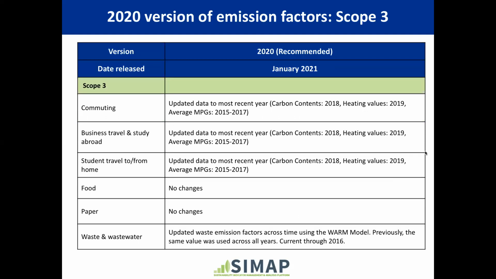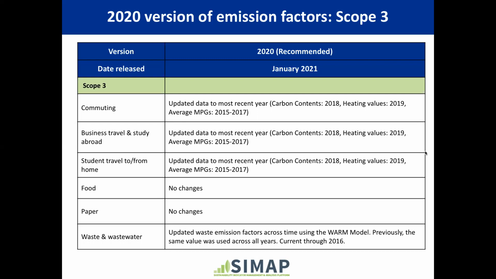In scope 3, there have been a number of changes to the commuting factors and business travel factors. This is also due to the same changes I discussed earlier with updated carbon contents and heating values and updates to average MPGs. Some of the more significant changes here: the train emission factor in recent years has gone up by about 5%, but all of the other mobile fuels and sources have actually decreased by less than 1%, in some cases less than 0.1%. So again, very small changes.